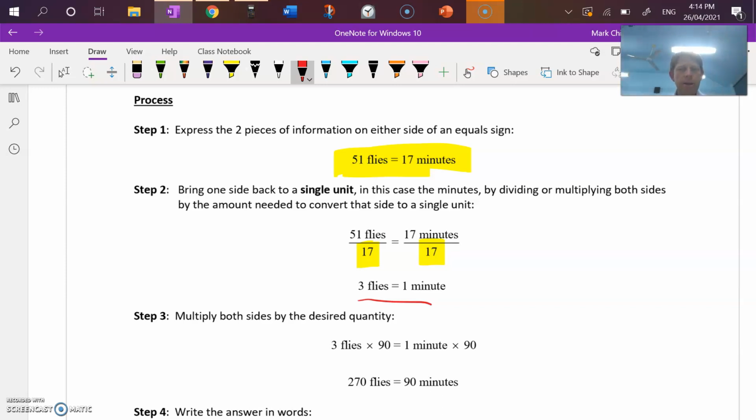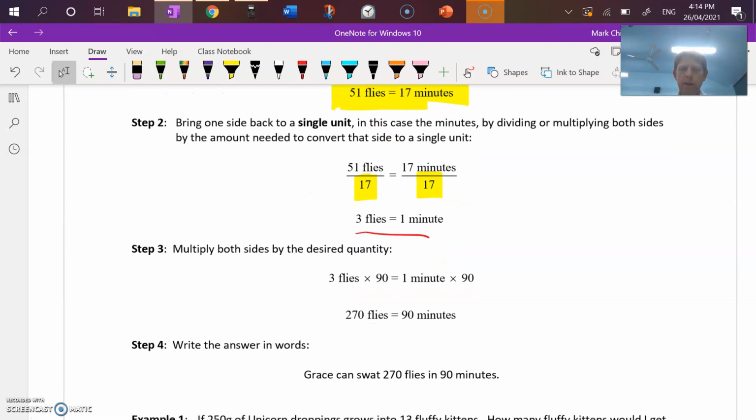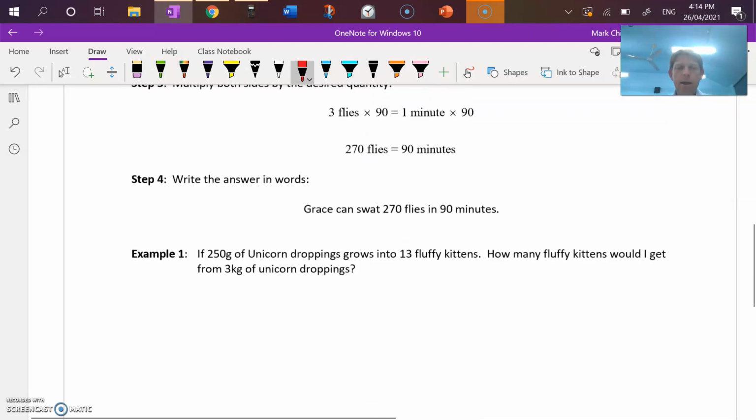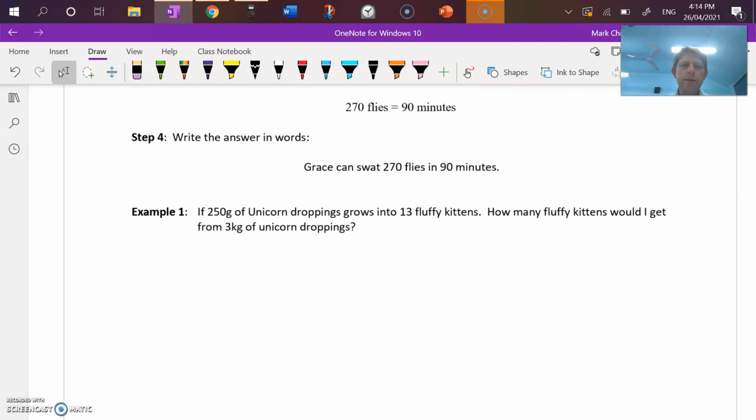But the question didn't say, can you put this as a simplified rate? It said, how many can she swat in 90 minutes? So, to find out how many she can swat in 90 minutes, I'm going to take that 1 minute and multiply it by 90. Whatever I do to one side, I've got to do to the other, so I have to multiply the 3 flies on the other side by 90. We end up with 270 flies equals 90 minutes. So in other words, Grace can swat 270 flies in 90 minutes. It's slightly a different way of dealing with rates.